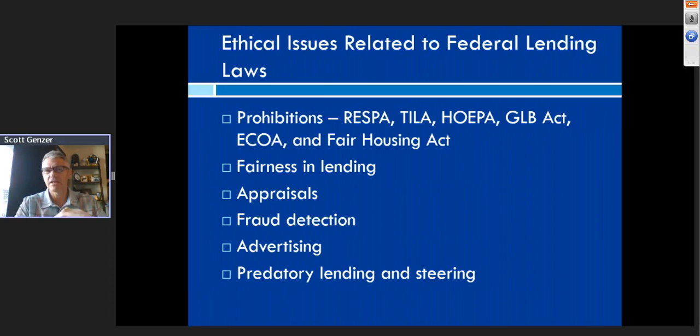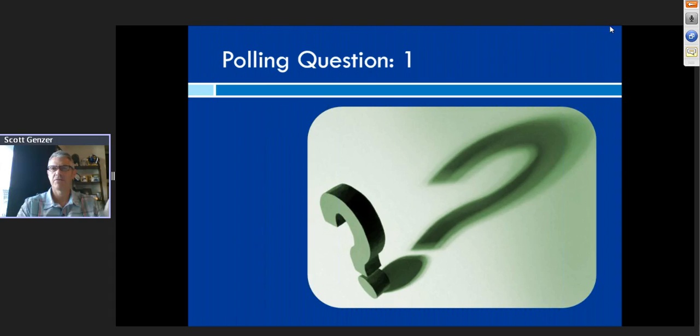We're going to go through fairness in lending. We're going to talk about all the new appraisal and independence rule. We're going to spend some time talking about different types of fraud and how to detect fraud, violations that are common in advertising, and also predatory lending and steering, plus our relationship with all the other aspects of our industry.